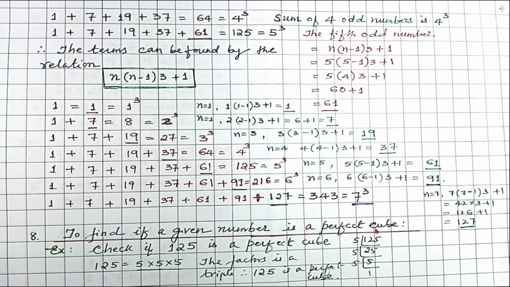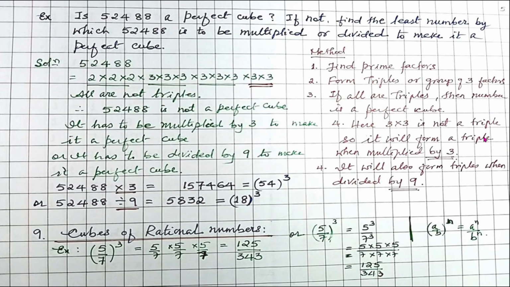Now to find if a given number is a perfect cube, this is very simple. For example, if I take 125, find the prime factors of this, we get 5 into 5 into 5, which is a triple. Whenever the factors are triples, then it is a perfect cube. So 125 is a perfect cube because it is expressed as a product of 3 factors, 5 into 5 into 5, and that is what you have to remember.